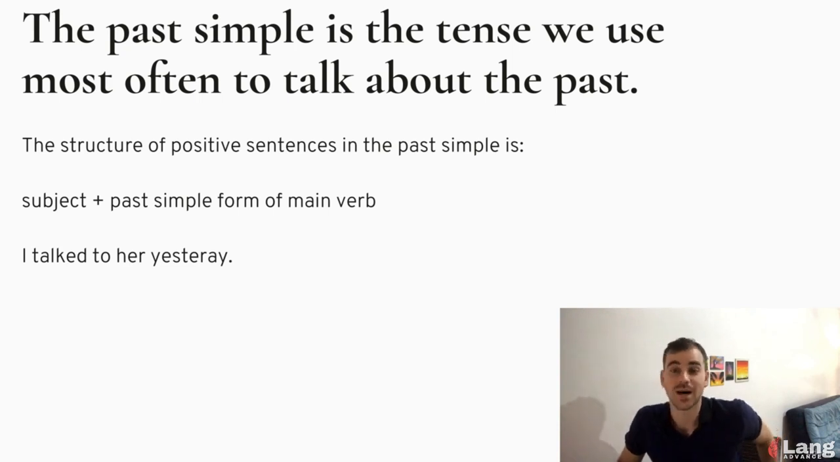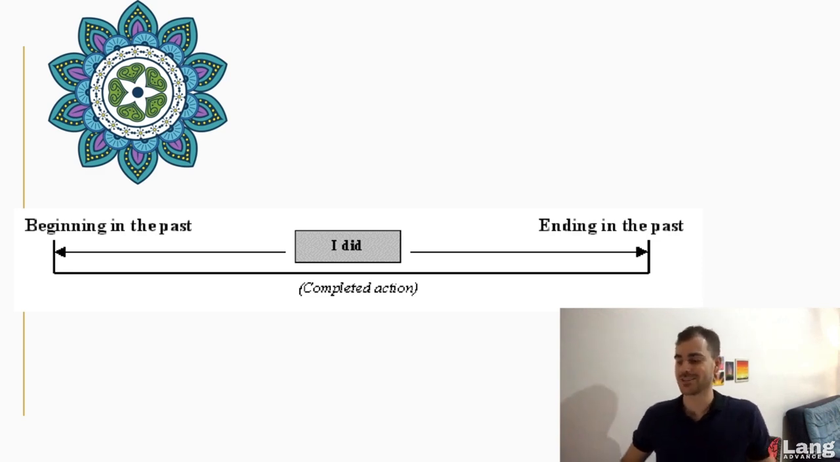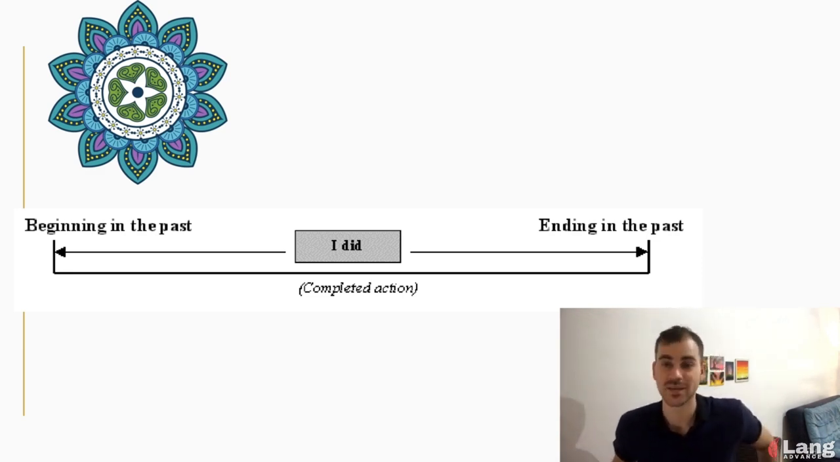The structure of positive sentences in the past simple is subject plus the past simple form of the main verb. For example, I talked to her yesterday. The past simple is usually used to describe completed past actions. So it's something that began in the past and ended in the past.